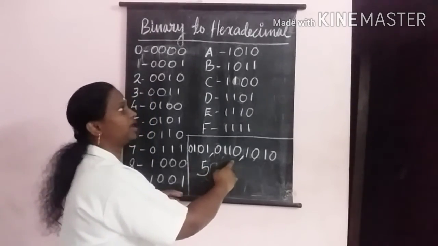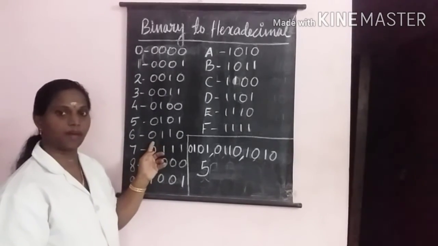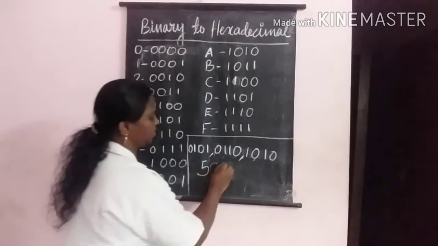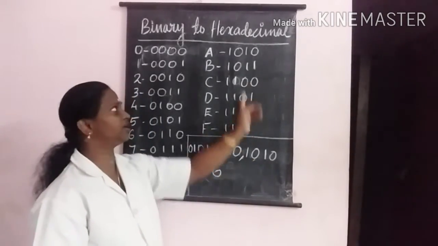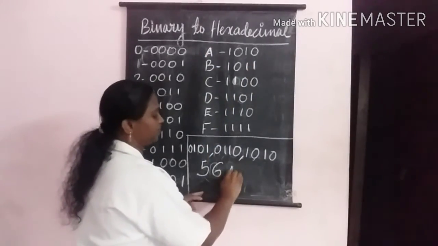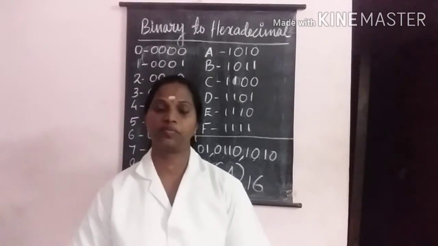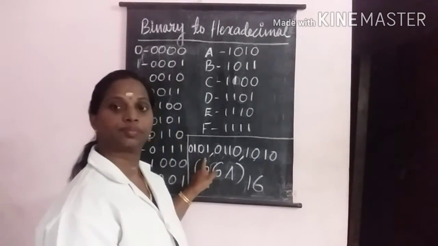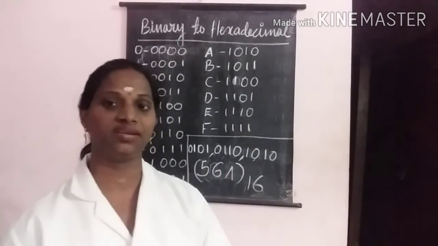Then 0, 1, 1, 0. See, 0, 1, 1, 0 is the number 6. So write 6. Then 1, 0, 1, 0. What is 1, 0, 1, 0? A. So you can write A here. So this is the hexadecimal representation for this number. Clear? It's a very easy topic.